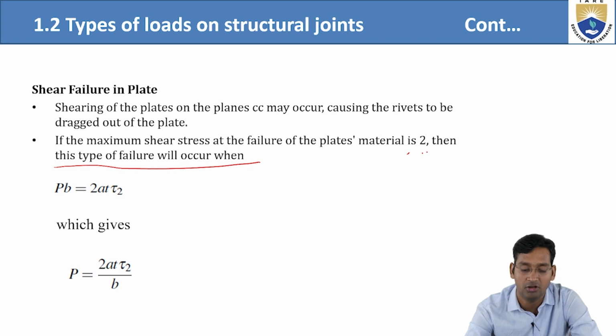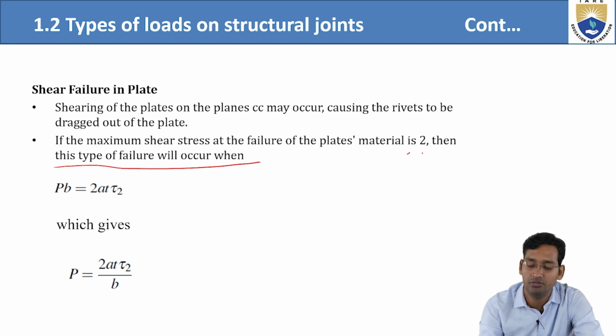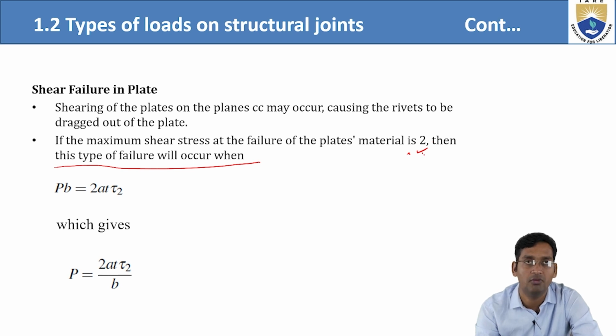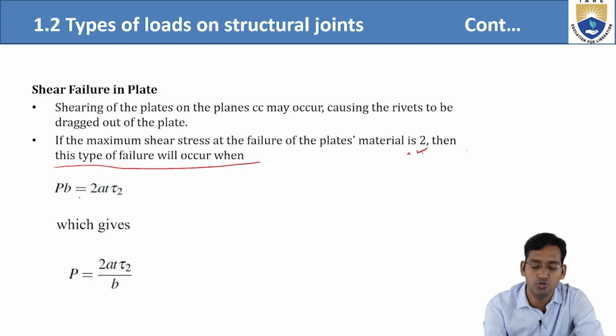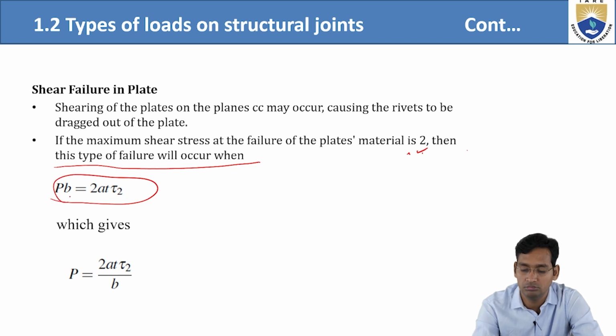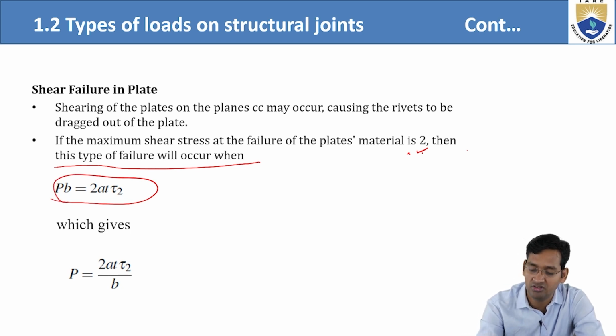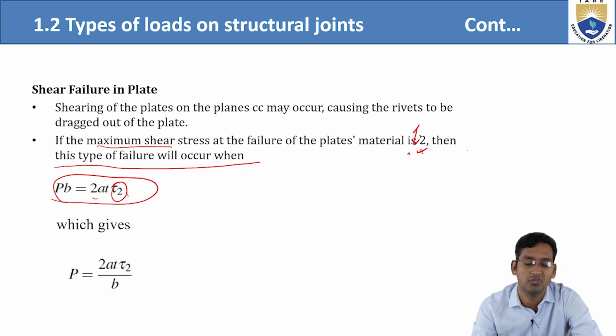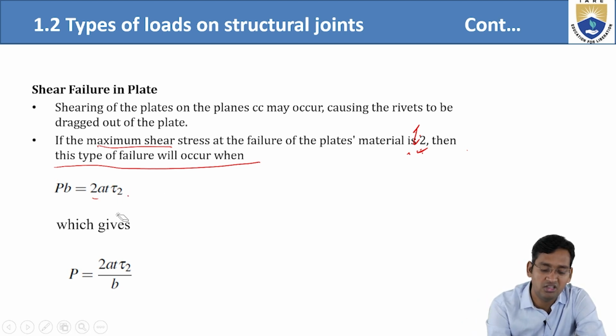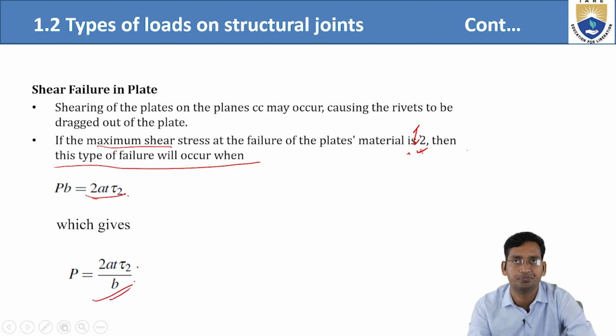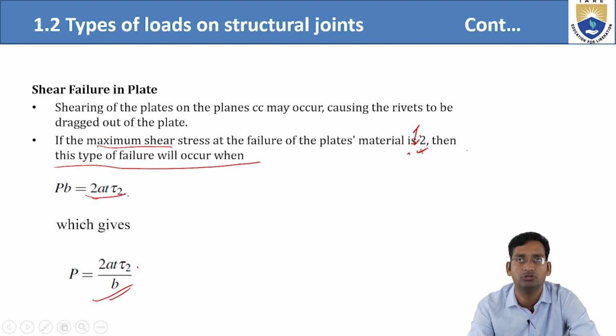So, this is the maximum shear stress at failure, that is the PB value. Then PV equals 280 into the maximum shear stress, which is tau 2. Then this type of failure will occur when PV equals 280 into this maximum shear stress tau 2. So from here what will we get? Again the same, which gives P equals 280 tau 2 by B. So this is not 2, this is tau 2.